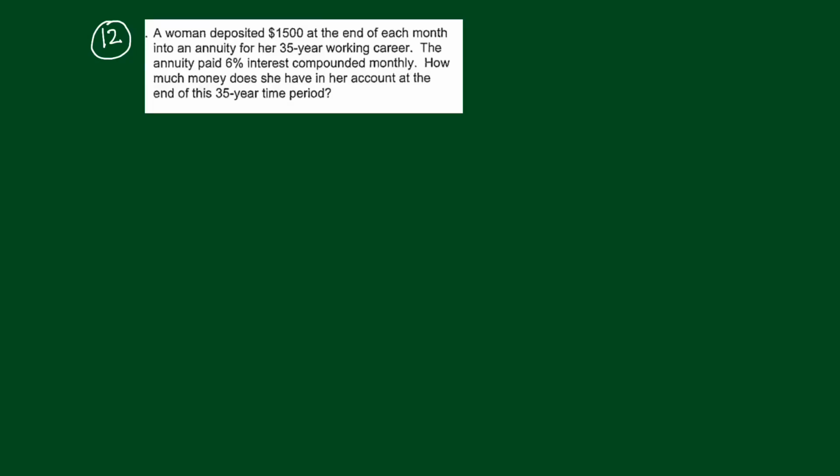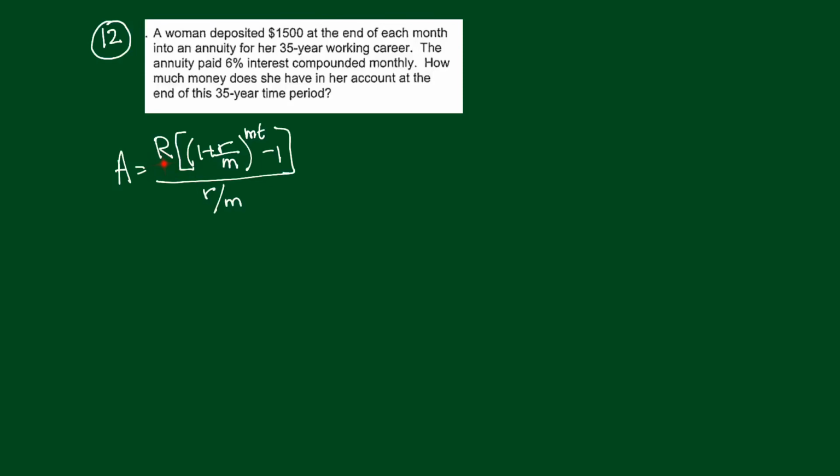As I read this, it says a woman deposited $1,500 at the end of each month into an annuity. As soon as I see annuity, I'm pulling out the annuity formula. So here's our annuity formula. A is the amount in the annuity after T number of years at this interest rate, compounded monthly because we're doing it every month.